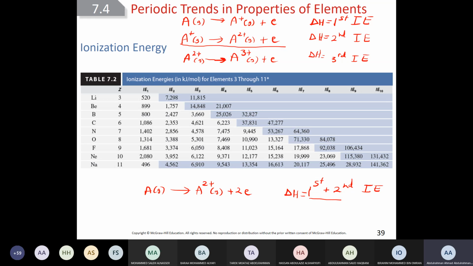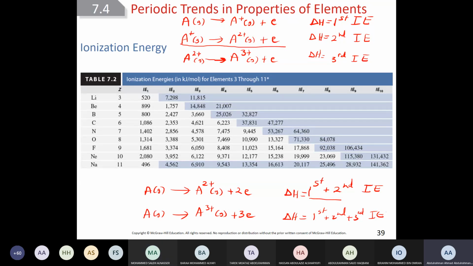Of course, if I write A gas goes to A3 plus gas plus 3 electrons, what's this delta H? One plus two plus three. Exactly. Clear? Very good. Okay.